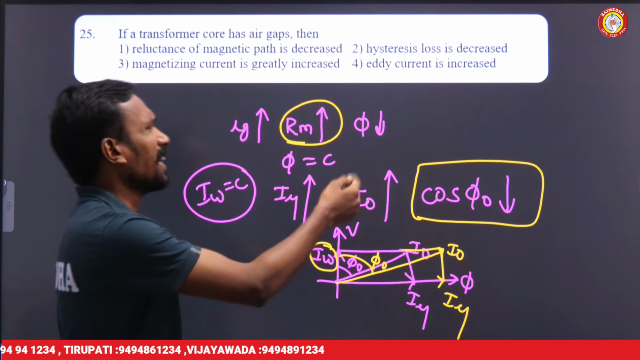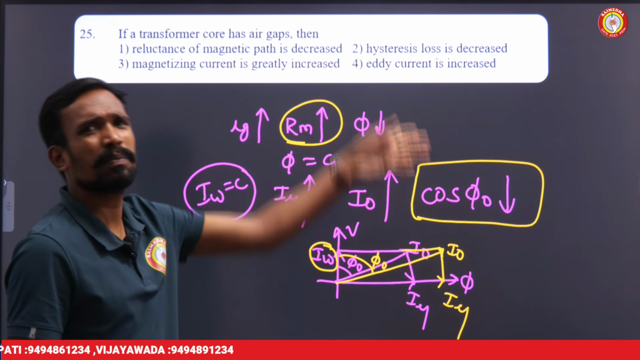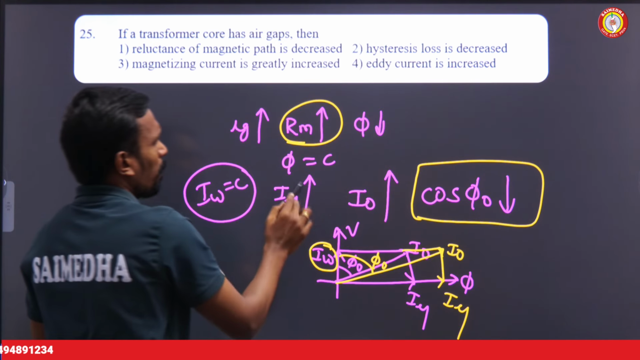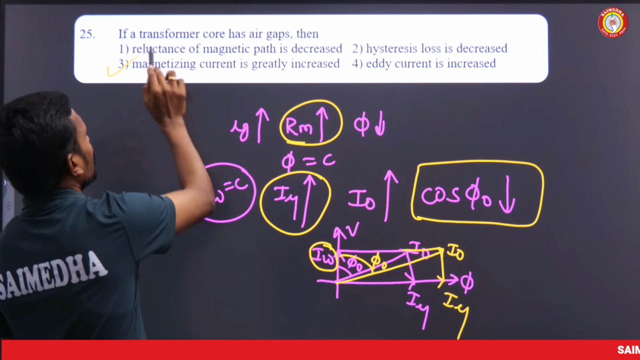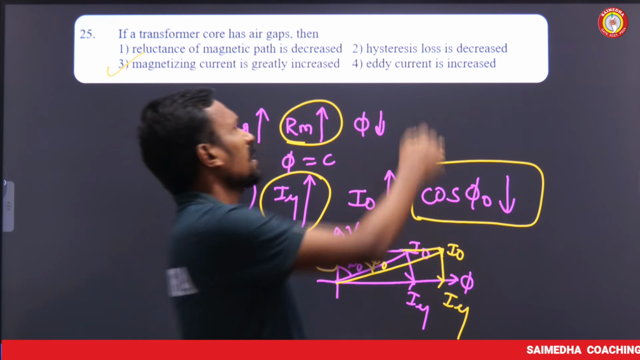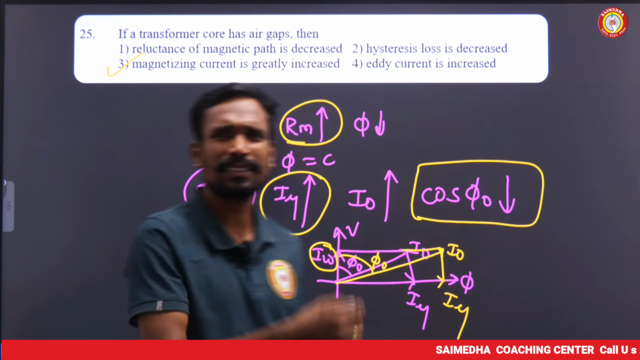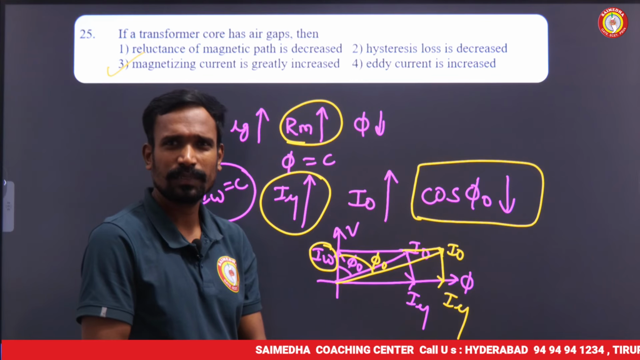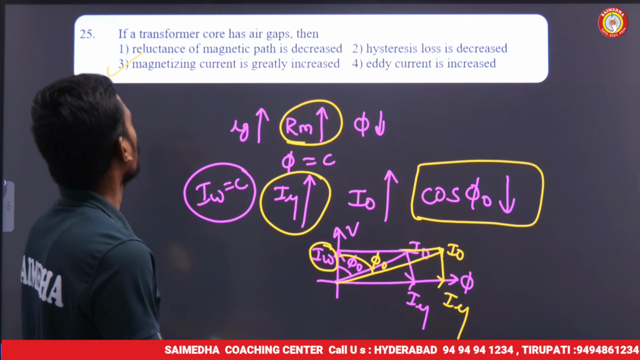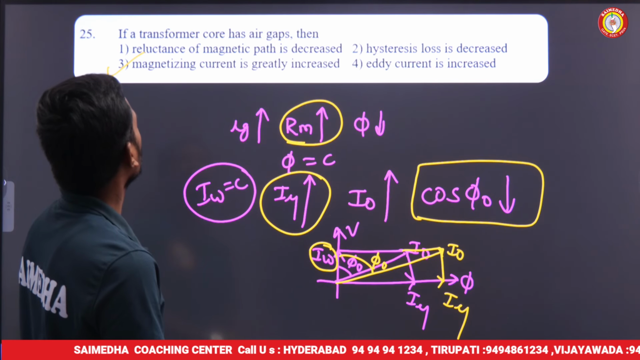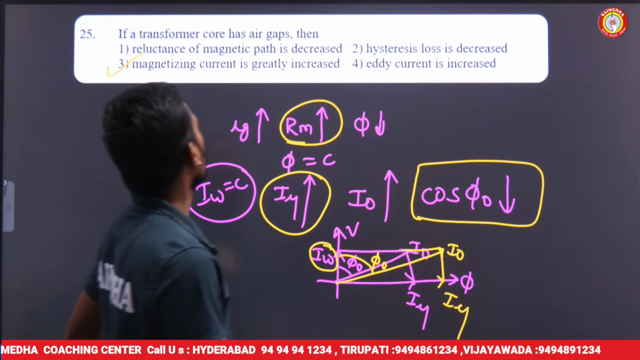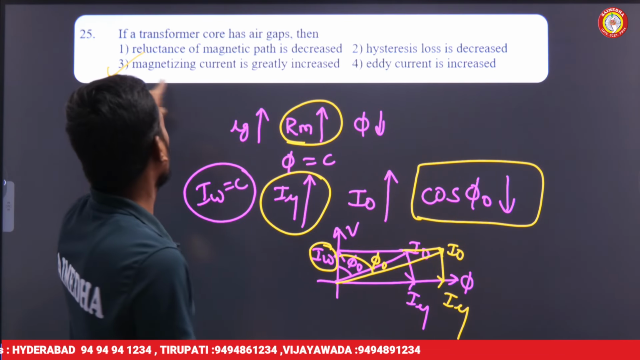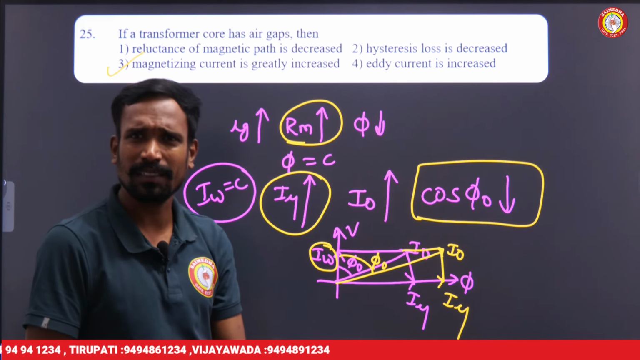Hysteresis losses will change, but not decrease, maybe increase. Next, magnetizing current greatly increases. Eddy current losses increase. We may not say that directly, but here magnetizing current increases directly. This is simply about the transformer. A transformer has an air gap. If you want to choose only one answer, go for magnetizing current increases greatly.